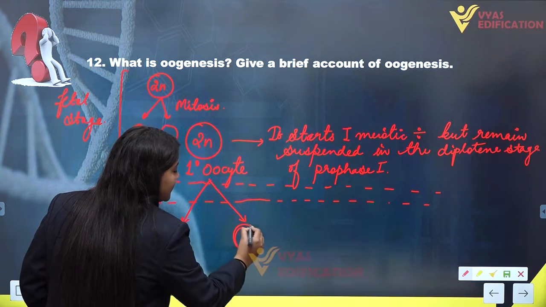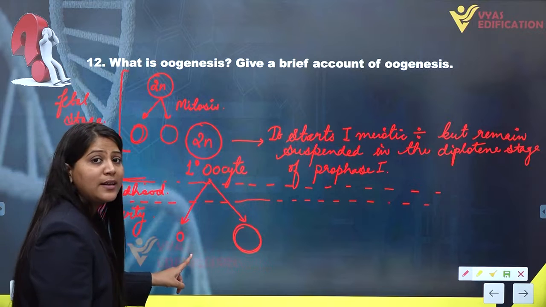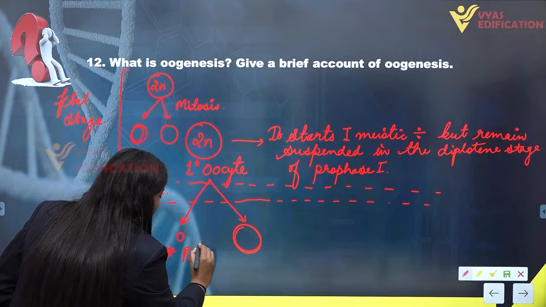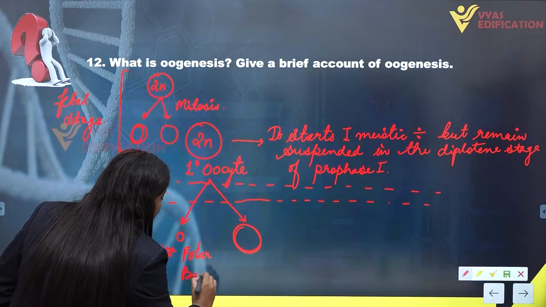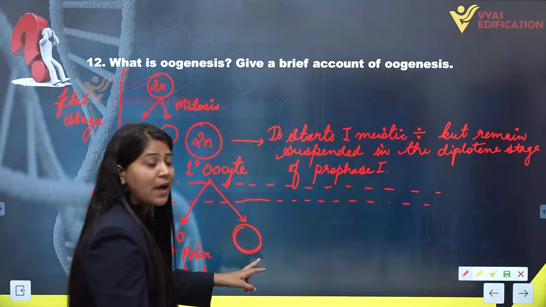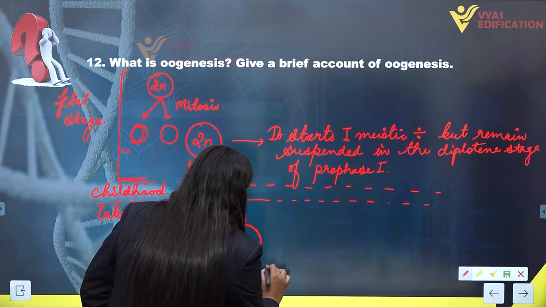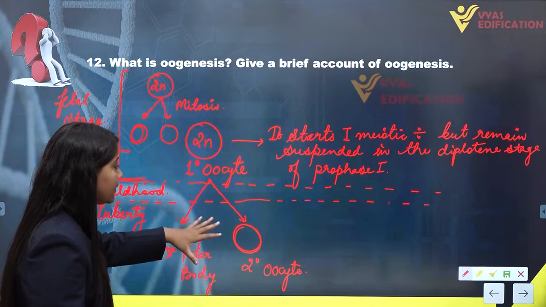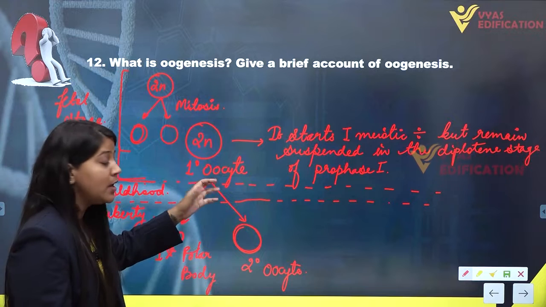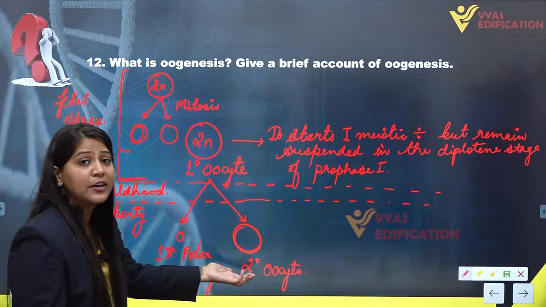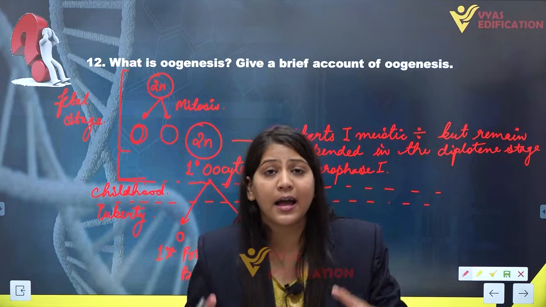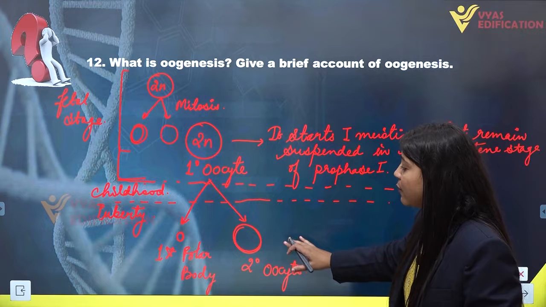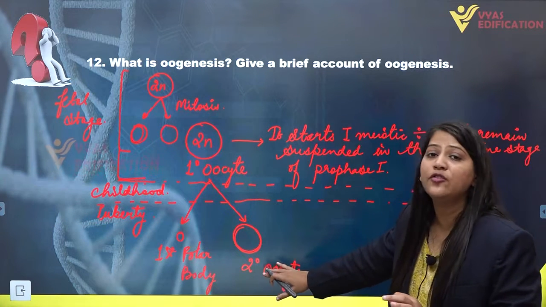Now, we have two unequal cells like this. This smaller cell is known as the first polar body, and the bigger cell we have is the secondary oocyte. After the completion of the first meiotic division, the formation of the first polar body and secondary oocyte takes place in the phase of puberty. When the female child hits puberty, we will have the first polar body and secondary oocyte.